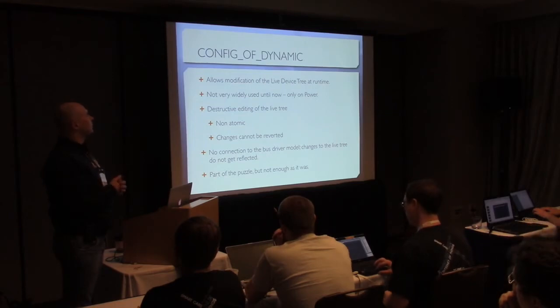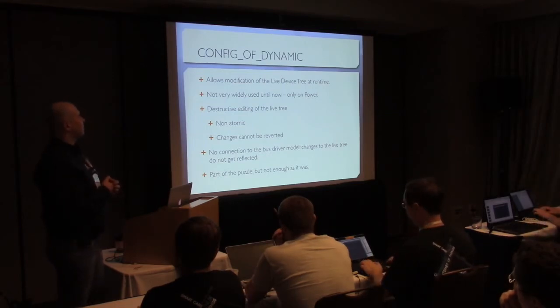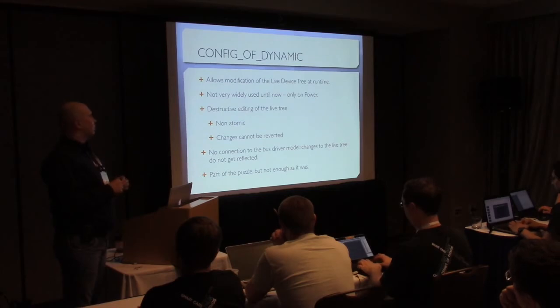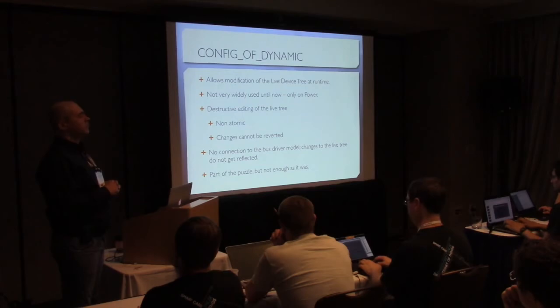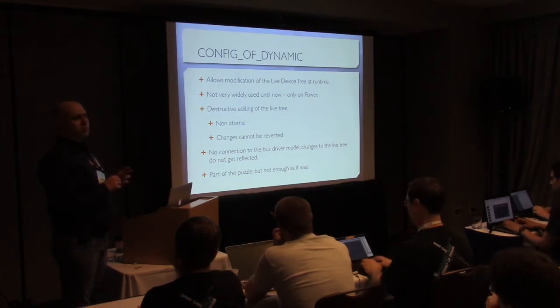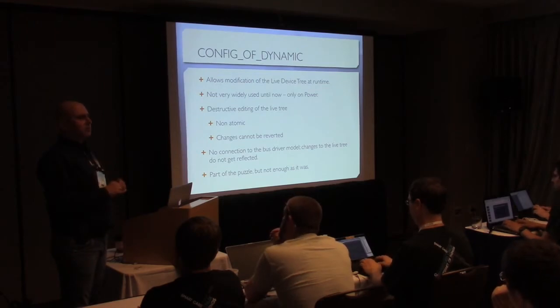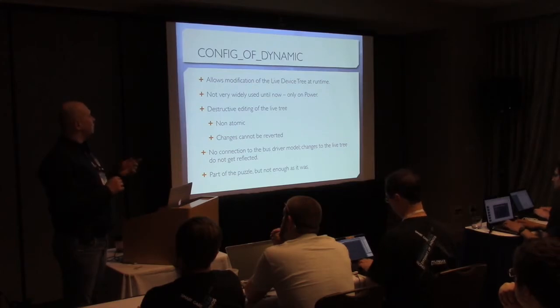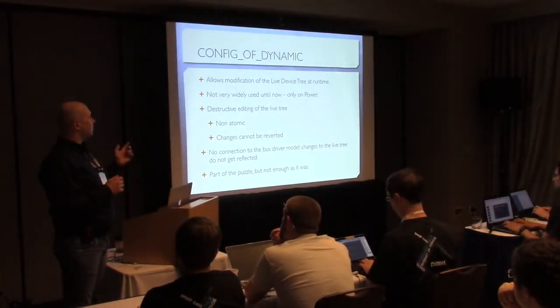So that's when we figured out that there is something in the kernel for many years. It's been there for at least 6 or 7. It's an option called config of dynamic, and it allows modification of the live device tree at runtime. It wasn't really used. It was only used for corner cases for Big Iron from IBM. But they needed that, so it ended up in the kernel. But it's something that we want to do. We can use it, but it's not complete.